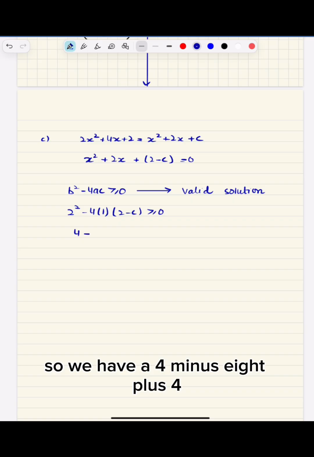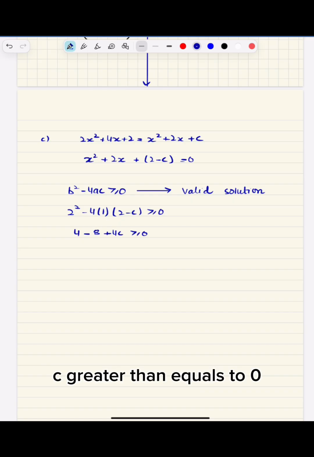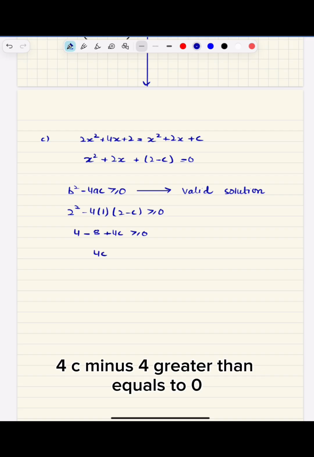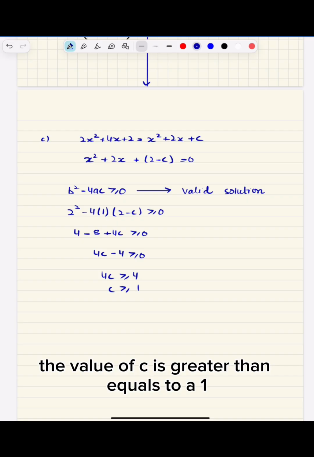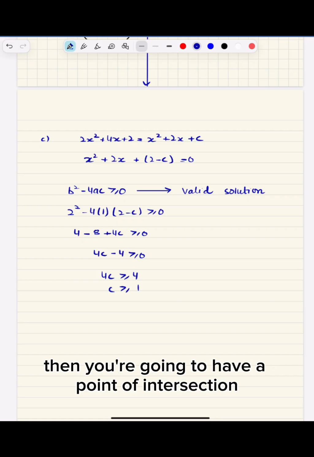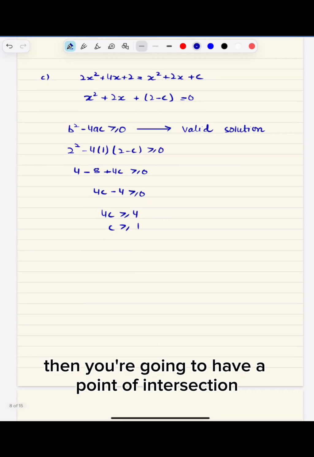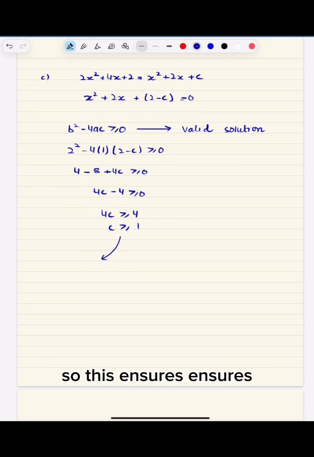So we have 4 minus 8 plus 4c greater than or equal to 0, 4c minus 4 greater than or equal to 0, 4c greater than or equal to 4. So as long as the value of c is greater than or equal to 1, then you're going to have a point of intersection. So this ensures a valid point of intersection.